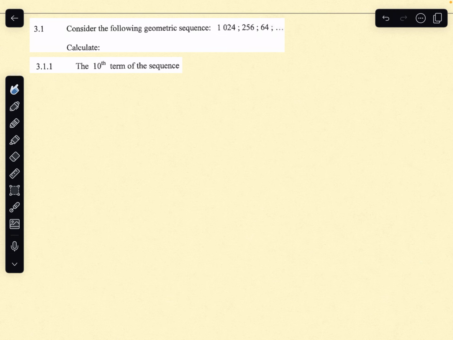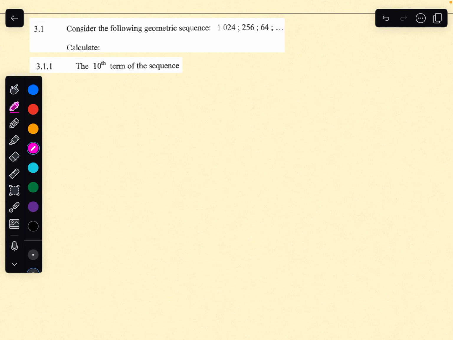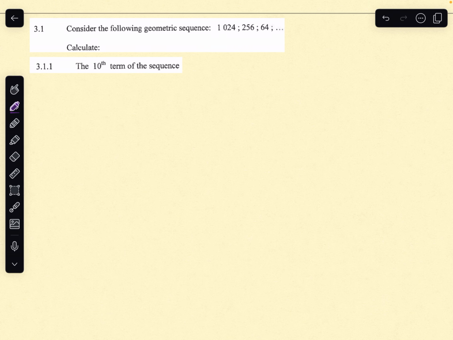The first task is for us to determine the 10th term of the sequence. They've already told us it's geometric, so we can go straight ahead and use the geometric sequence formula. Tn is given by a times r to the n minus 1. We're trying to find out T10. What we do know is that our first term, a, is 1024.